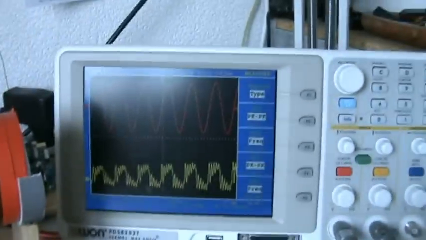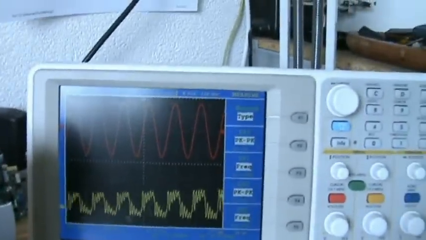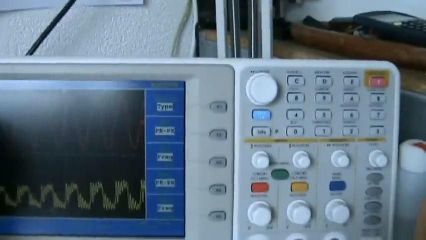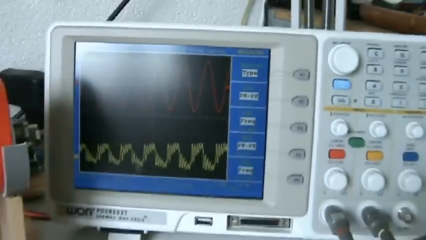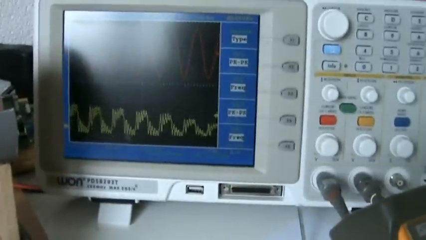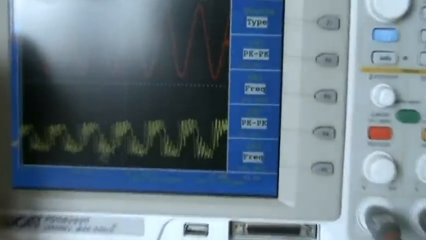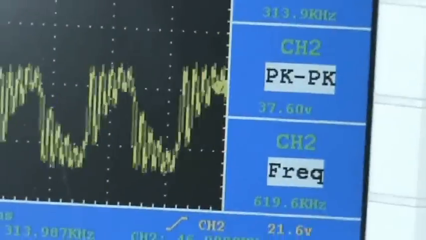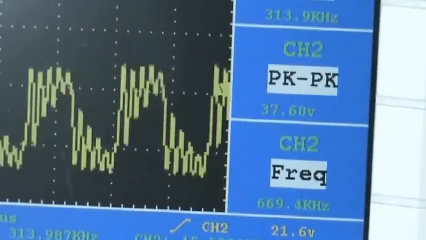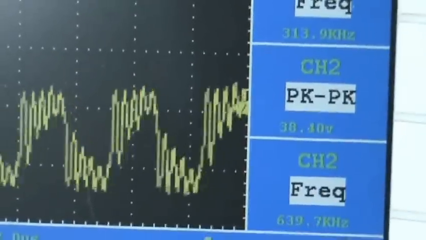I have my pickup probe still at the top of the Kacher. Still have the 160 volt peak to peak, 313 kilohertz frequency it's running, and the yellow probe is across the plus of the fan, so we have this kind of signal, 36 volt peak to peak, and some double frequency there.